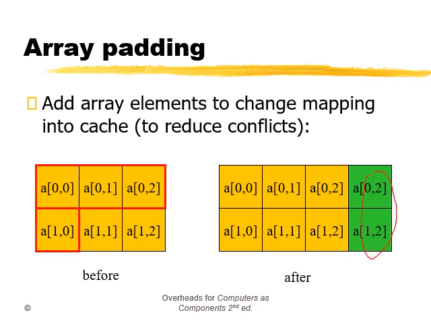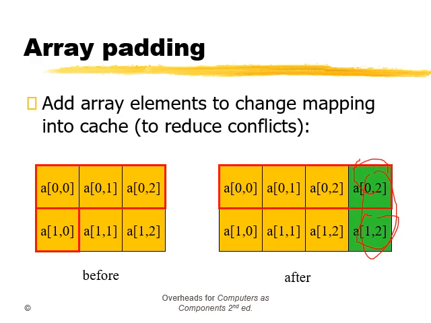So previously we had 0,0, 0,1, 0,2, and now we are going to change the layout. So we have added an extra element at the end of the first row and an extra element at the end of the second row. Although these array locations will not be used, they do change how the useful array elements fall into the cache lines.